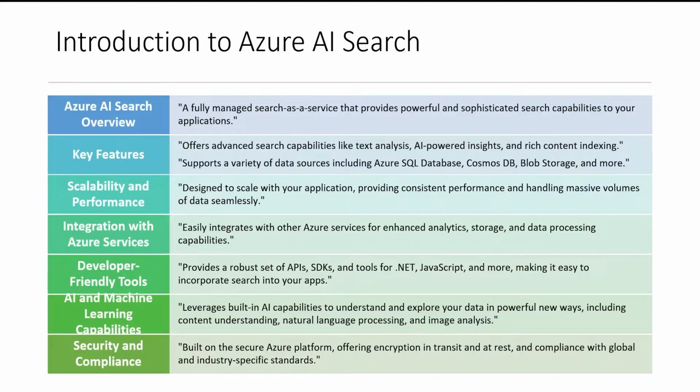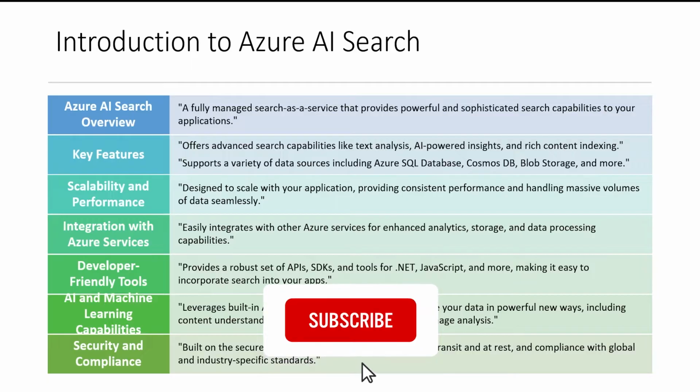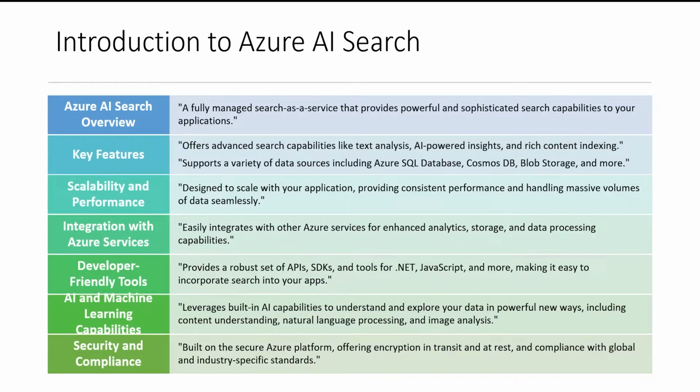It has also great integration with different data sources such as Azure SQL databases, Cosmos DB, blob storage, and many more. It also provides great SDK support for different kinds of programming languages such as .NET, JavaScript, Java, Python. Now it also provides vector support and semantic search support, which is widely used in generative AI applications.